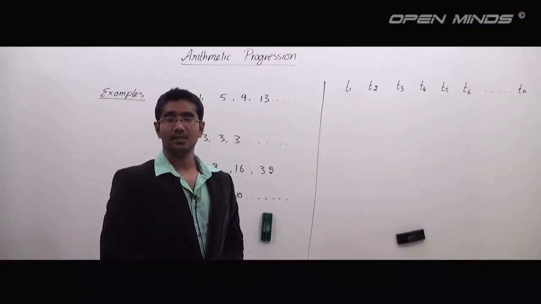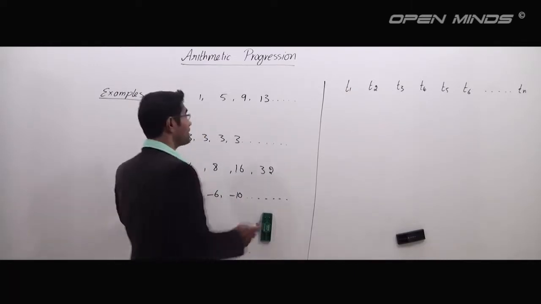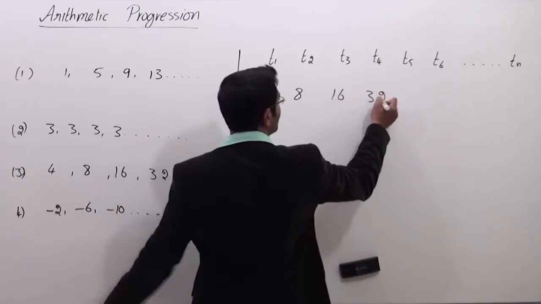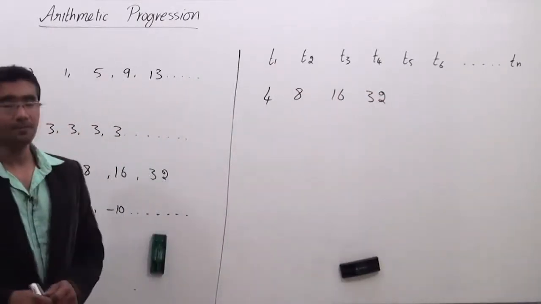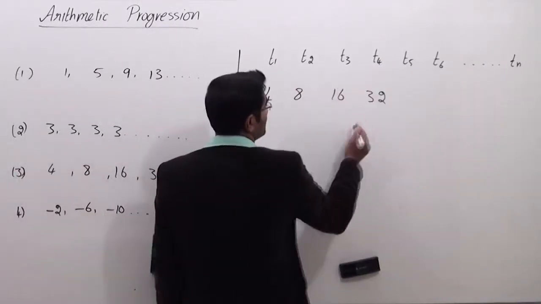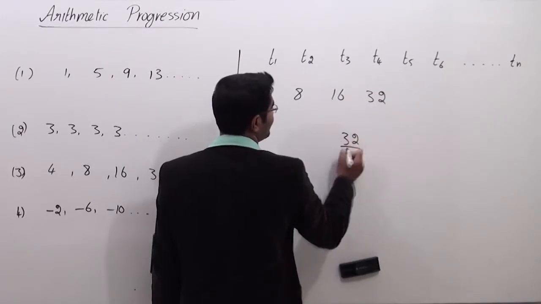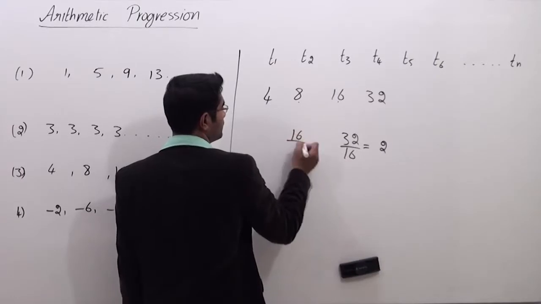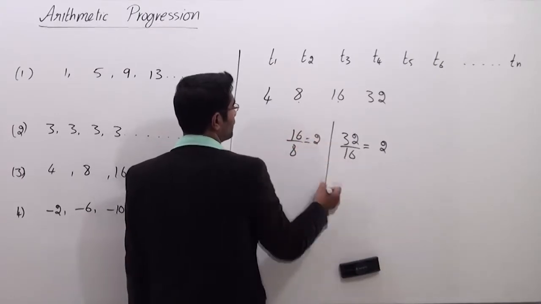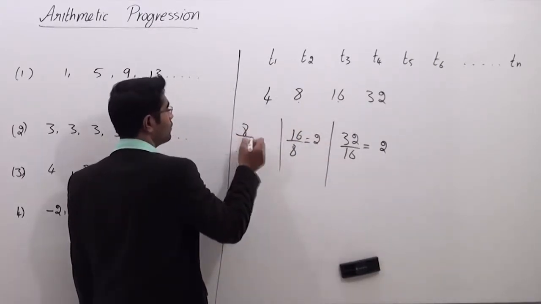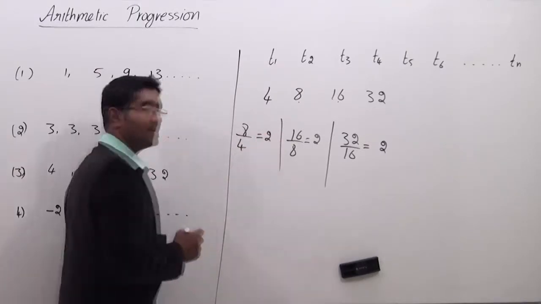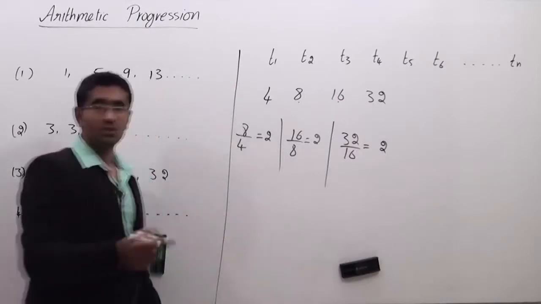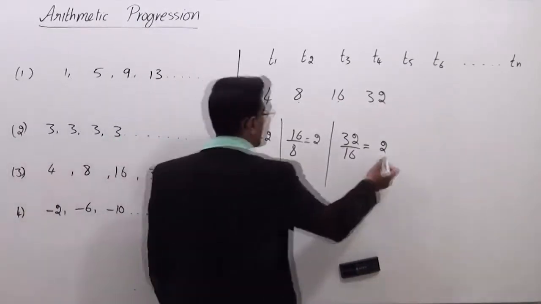Let's try to understand the rule in the third sequence. Let me write the sequence: 4, 8, 16, 32. Can you guess what the rule is here? The rule is simple. 32 over 16 is 2. 16 over 8 is again 2. And 8 over 4 is 2. It means if I divide the nth term by its previous term, the (n minus 1)th term, I get the same answer.